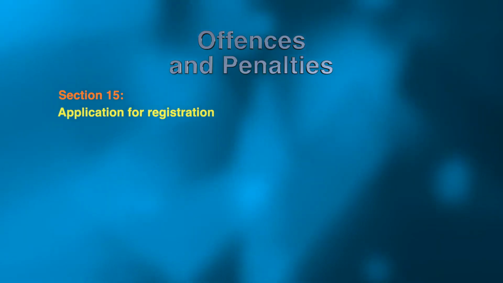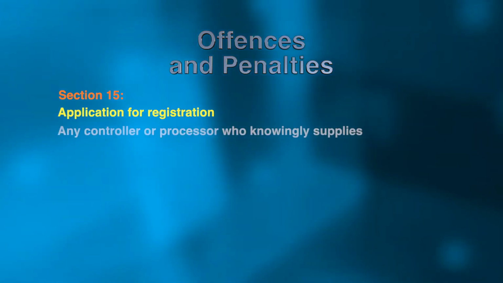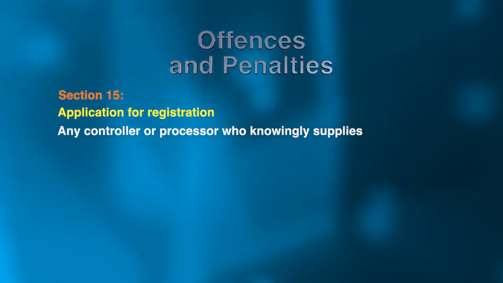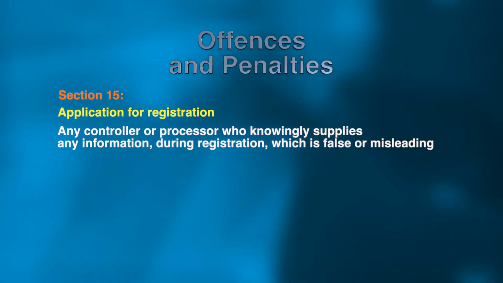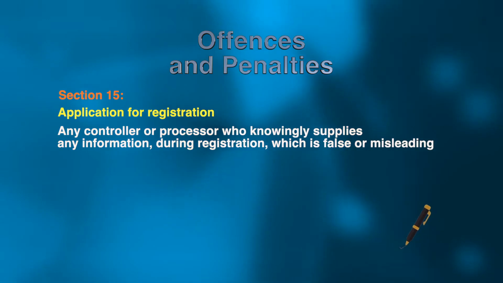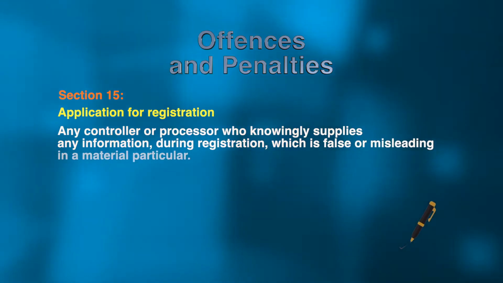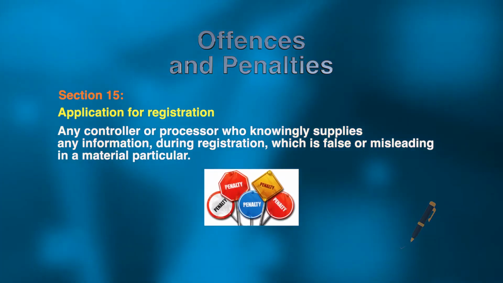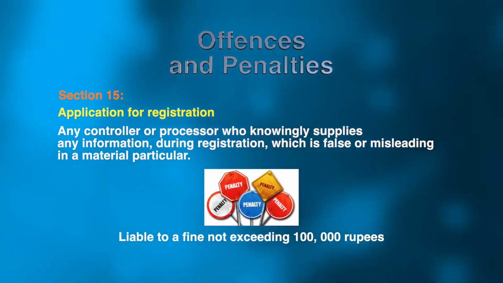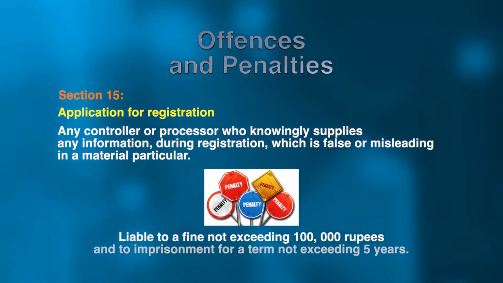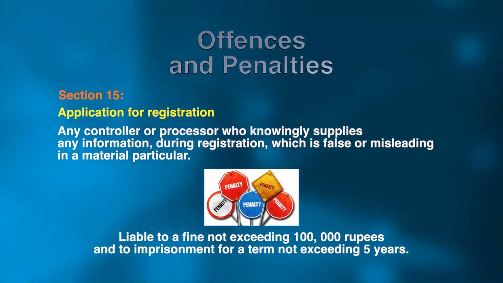Section 15. Any controller or processor who knowingly supplies any information during registration which is false or misleading in a material particular is liable to a fine not exceeding 100,000 rupees and to imprisonment for a term not exceeding 5 years.